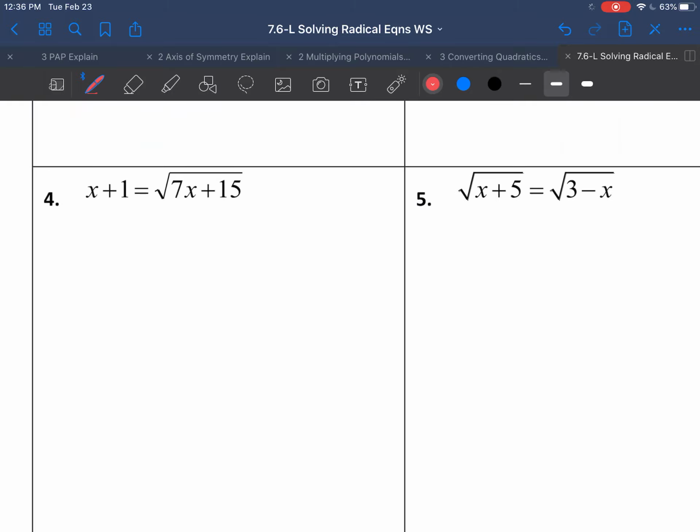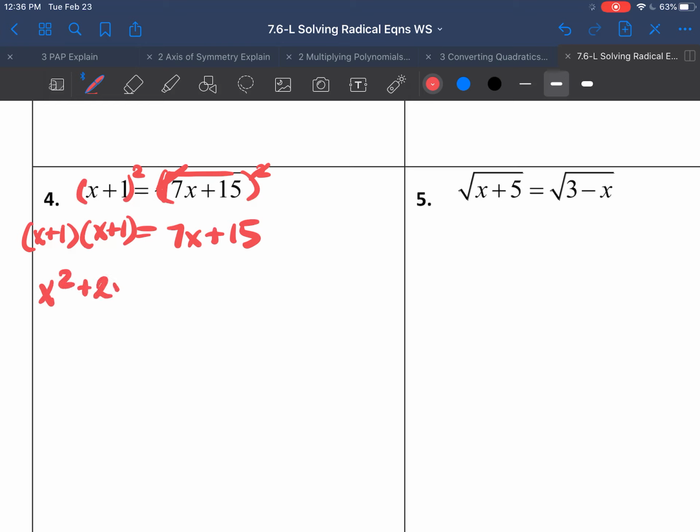This is a more difficult one because we're going to end up having to square this binomial. This radical is already isolated, so we go ahead and square both sides. The radical cancels over here, leaving us with 7x plus 15 on the right. But on the left, we have x plus 1 squared, which I like to write as x plus 1 times x plus 1. You can use the box method to multiply that out. It would be x squared plus 2x plus 1. Don't lose that middle term.